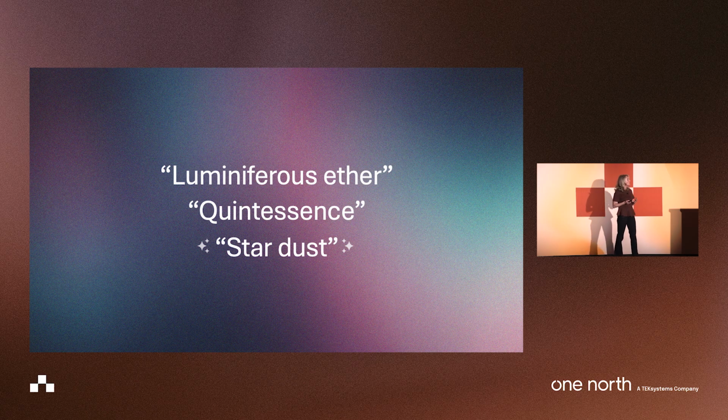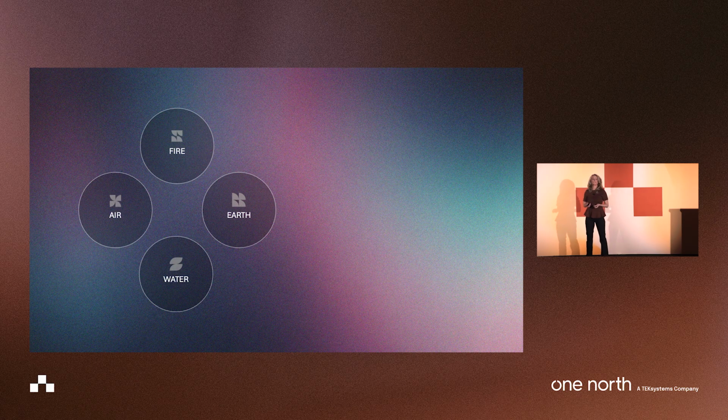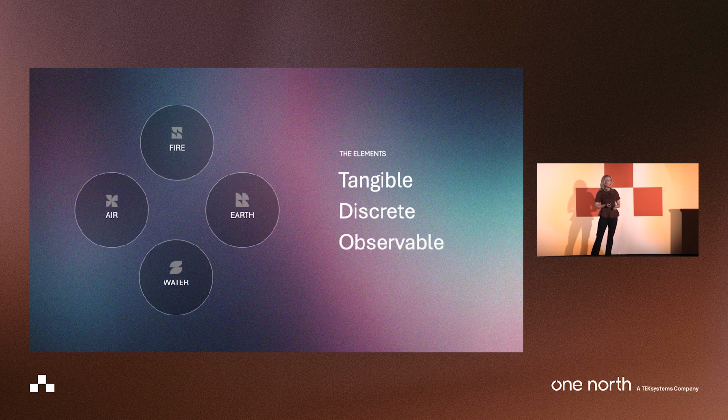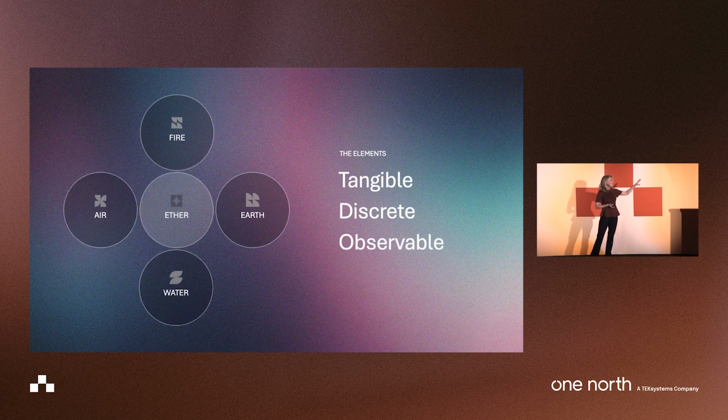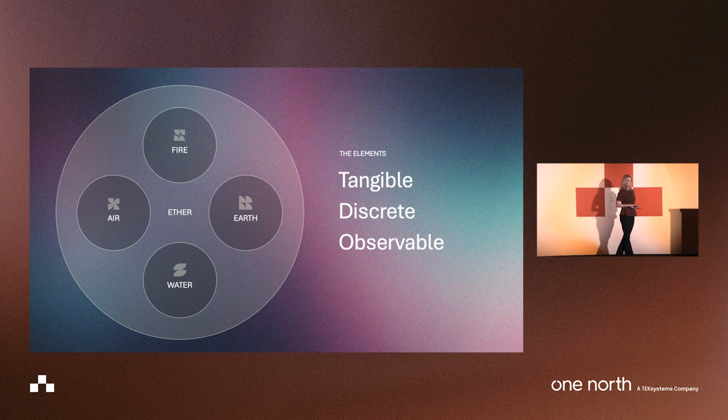So today, we've heard talks about the four main elements, fire, earth, air, and water, and they share some common characteristics. They are tangible, discrete, and observable. So how does ether fit in there? It's not really like any of the others. So I think a better visual representation is something that envelops all of the elements, coheres them together. It's the glue that keeps them together.